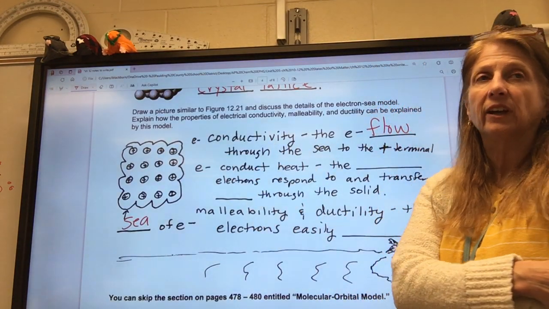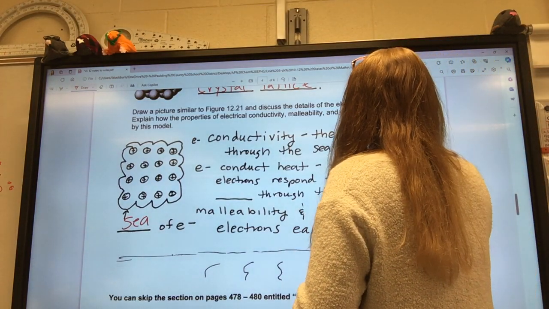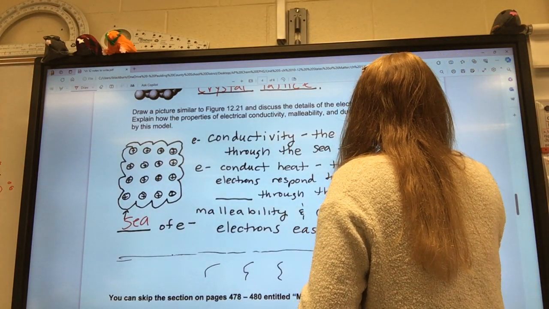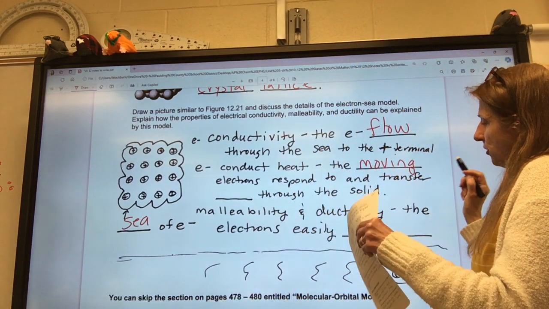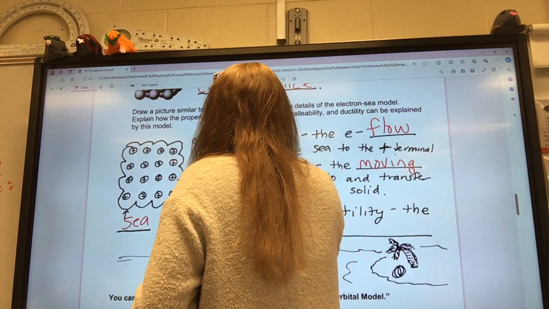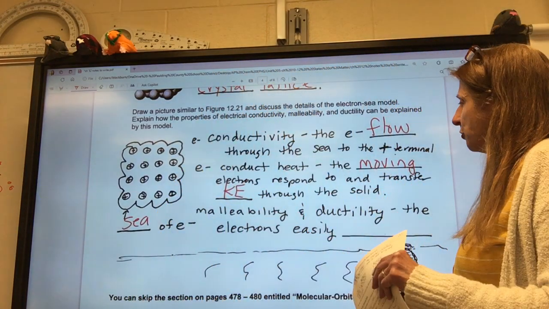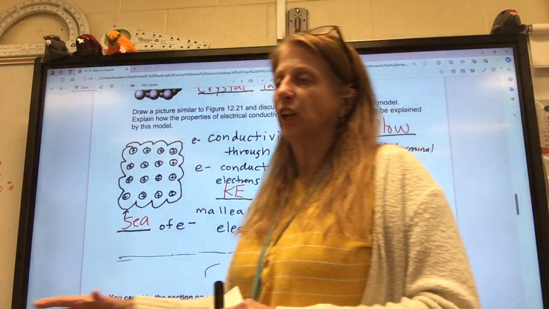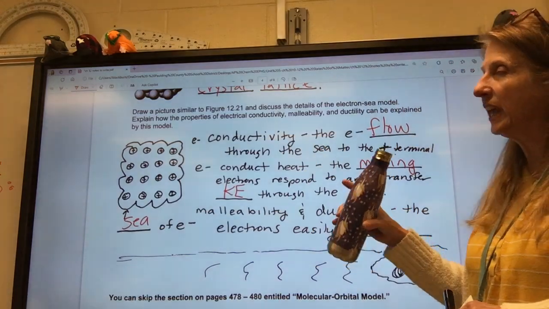Now, why do the electrons conduct heat so well? Well, it's because they're moving. They're just moving wherever they want to. And the electrons can respond to and transfer kinetic energy. They're already moving. Here's this energy, they can respond to it, and that energy can go through the solid very easily. So it transfers heat.